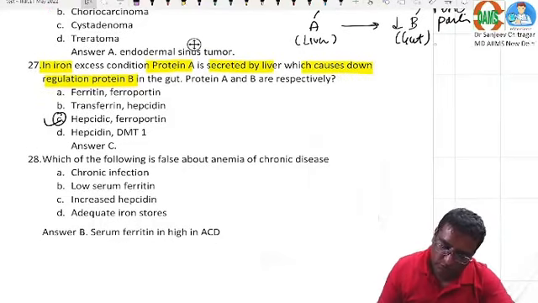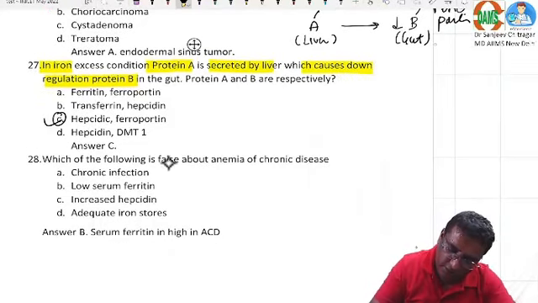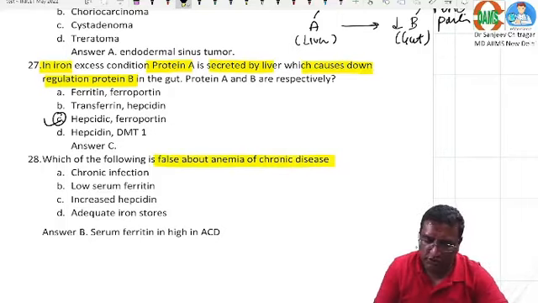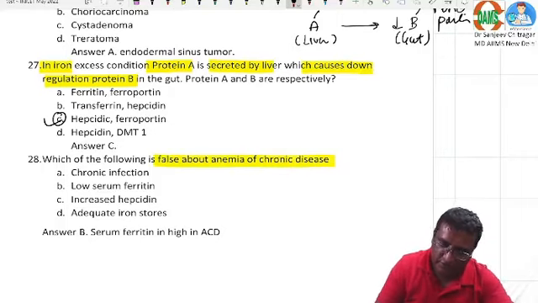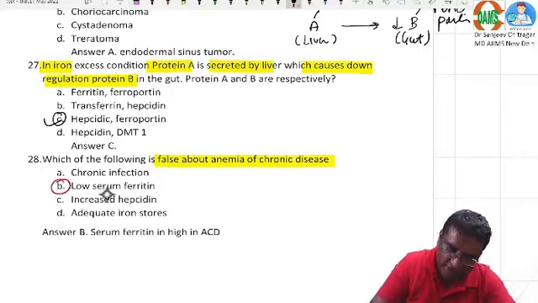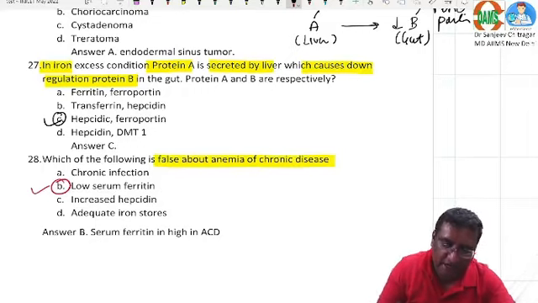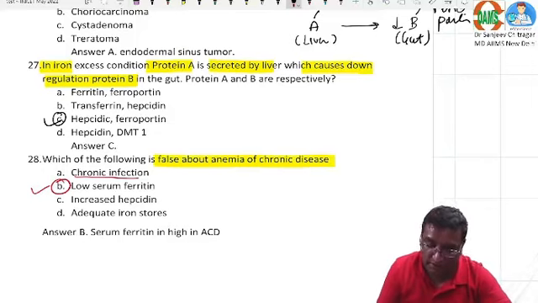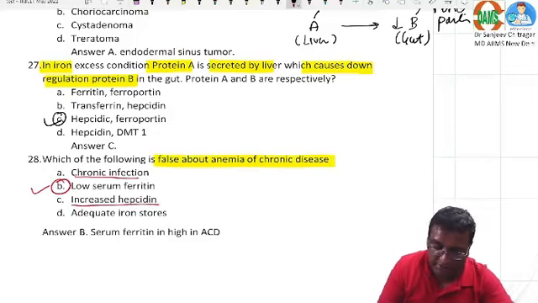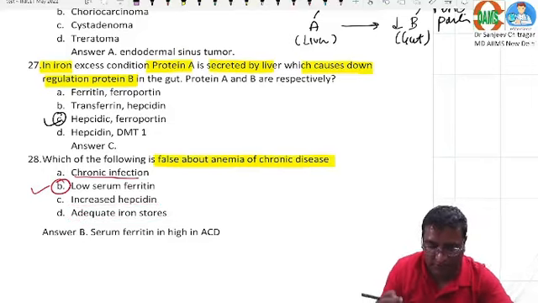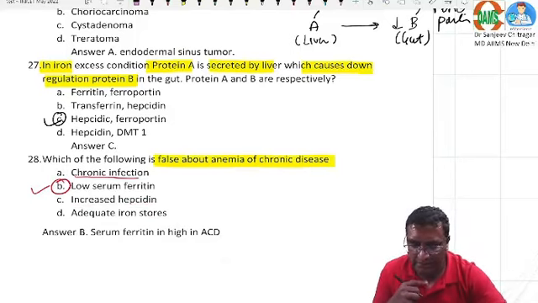Next question, one more was, which of the following is false about anemia of chronic disease? Straightforward question, and we have discussed this a number of times. Low serum ferritin: serum ferritin is high in anemia of chronic disease. It can occur due to chronic infection, but it need not be a must. Increased hepcidin, yes. Adequate iron stores, yes, patients will be having adequate iron stores there.